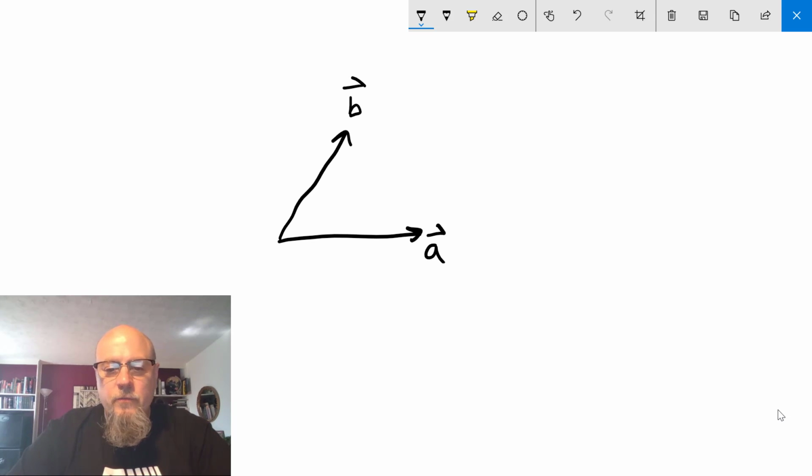Let's think about these two vectors, vector A and vector B. What this video is about is projections. There are two kinds of projections, a scalar projection and a vector projection. Basically they're the same thing, or at least the magnitude of the vector projection is the scalar projection. The vector projection is just a scalar projection multiplied by a unit vector. So the only difference between the two is that one is a vector, the vector projection, and one is a scalar, just a number.